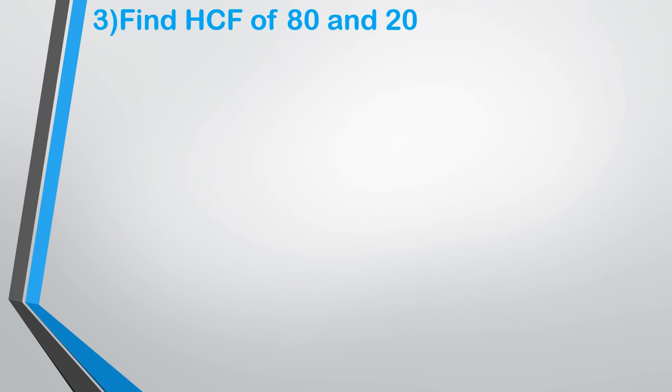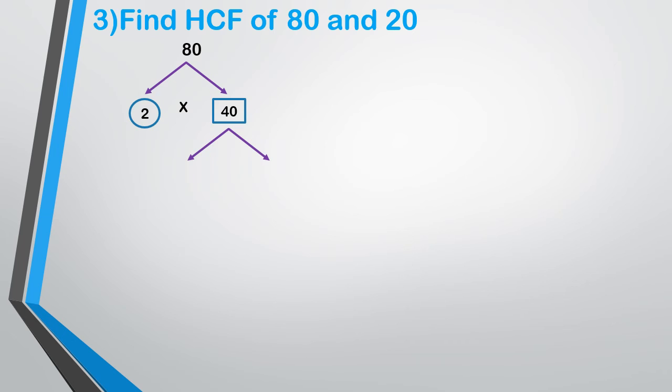Then the third sum, find the HCF of 80 and 20. Now we are going to find the highest common factor of 80 and 20. First we have to draw the factor tree for 80. Now I am going to follow the factor tree method. So 2 40s are 80. Then 2 doesn't have factors other than 1 and itself, so we stop at 2.